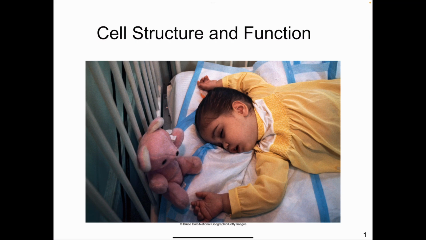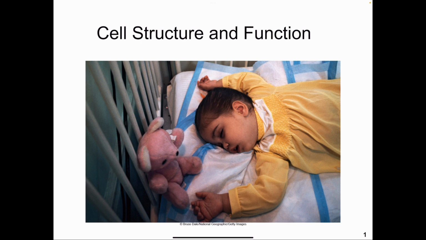This is chapter 3. In this chapter, we are going to focus on cell structure and function. The child that you see on the picture here was born with a condition that we call Tay-Sachs disease. Tay-Sachs disease is a condition in which an enzyme is missing. That enzyme is specifically found in an organelle of the cell called the lysosome.